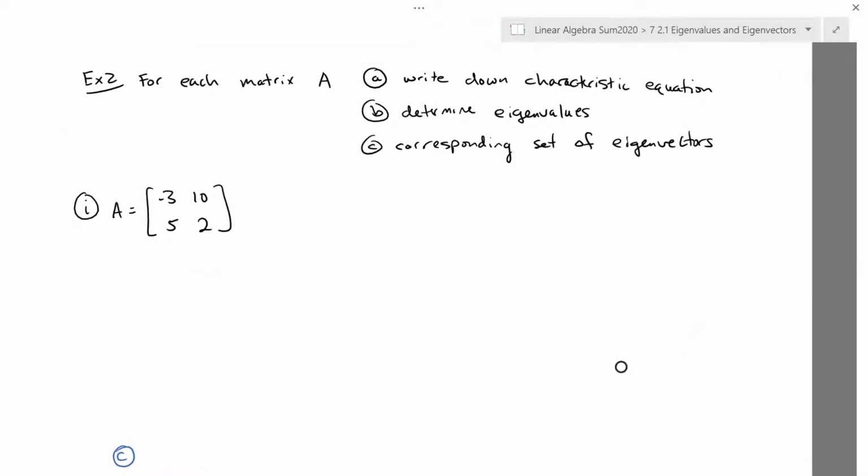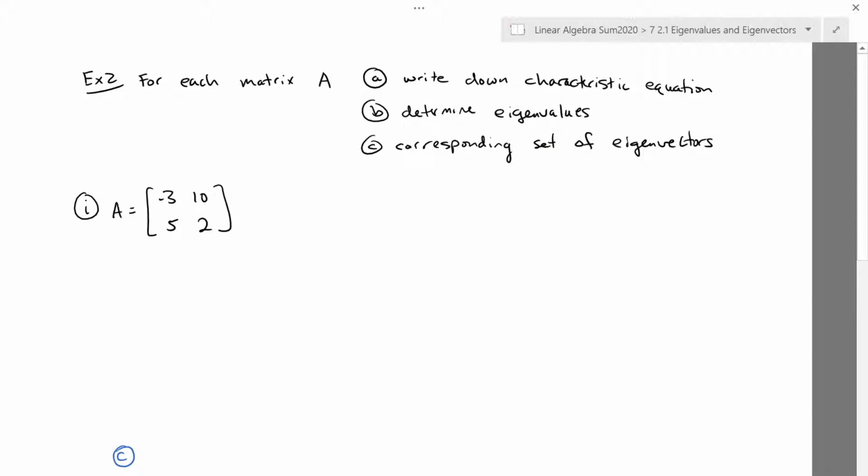Okay, so let's see how the procedure works in an example. So we start by looking at a 2x2 matrix. For this matrix A, we're going to separate into 3 steps. First, we're going to write down the characteristic equation. Then from the characteristic equation, we determine the eigenvalues. And finally, once we have the eigenvalues, for each eigenvalue, we will find the corresponding set of eigenvectors.